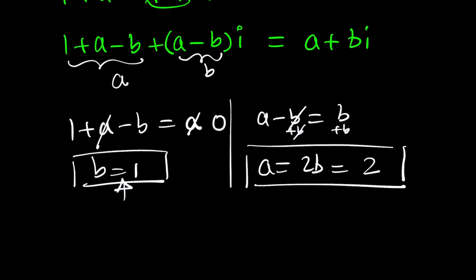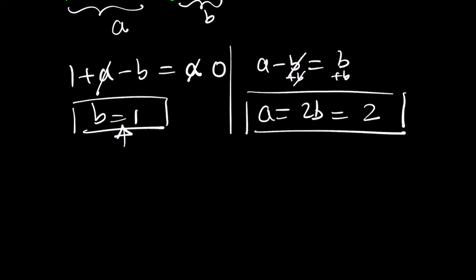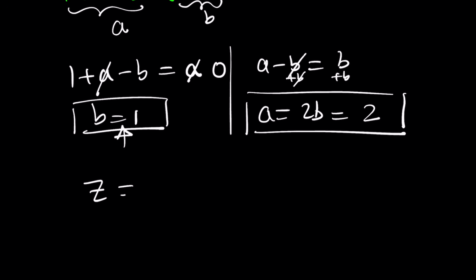Make sense? So that means we got the answer, and the answer was z. We were solving for z, remember? And z was expressed as a plus bi in standard form.